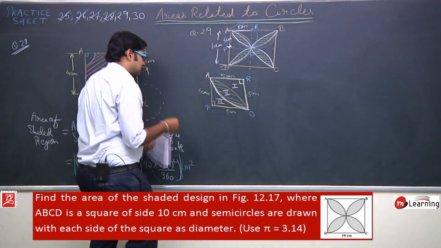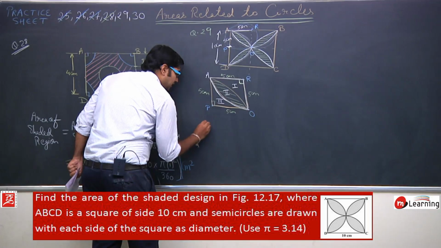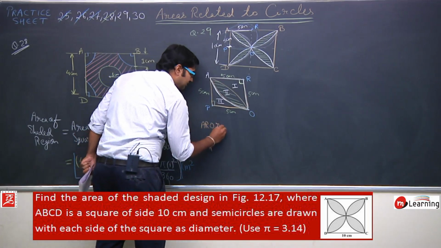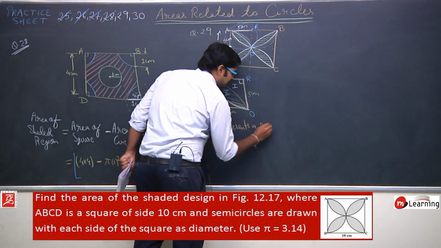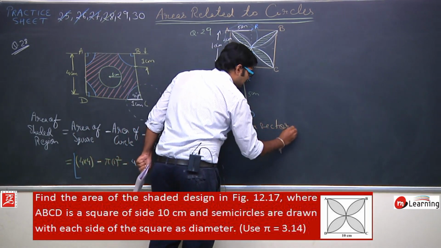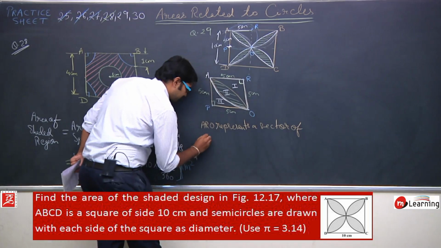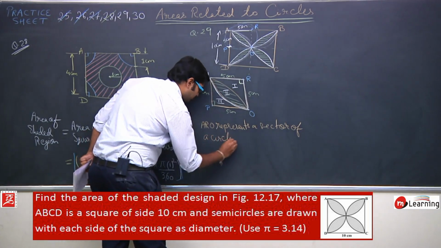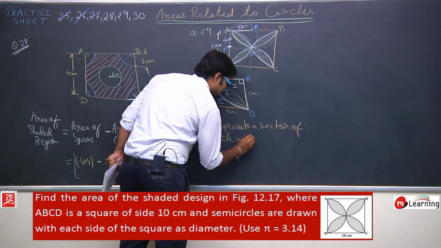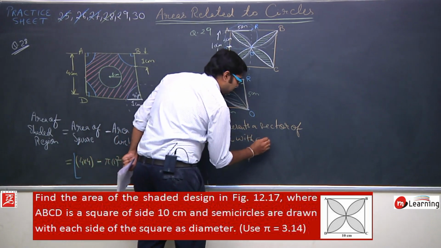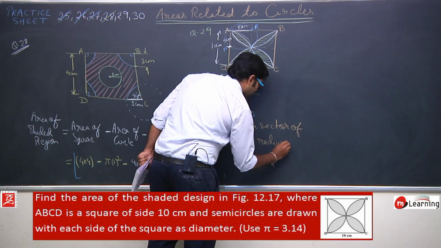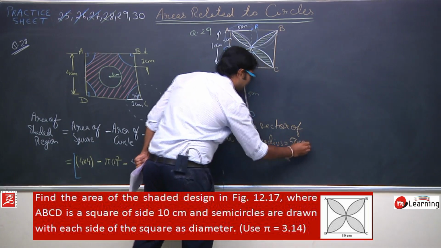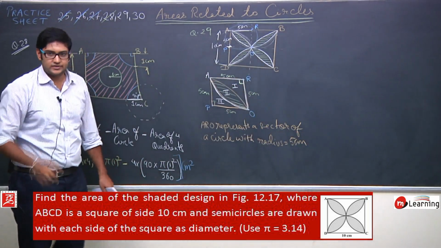What I can say is ARO represents a sector of a circle with radius equal to 5 centimeters. This is one of the observations.